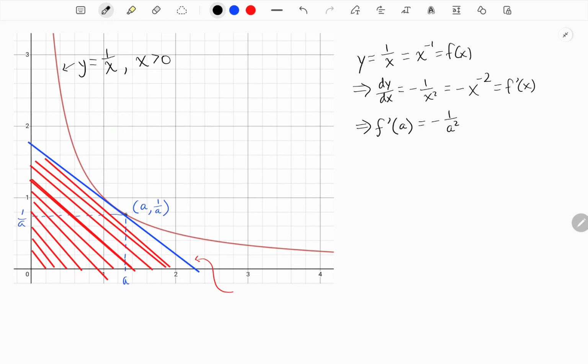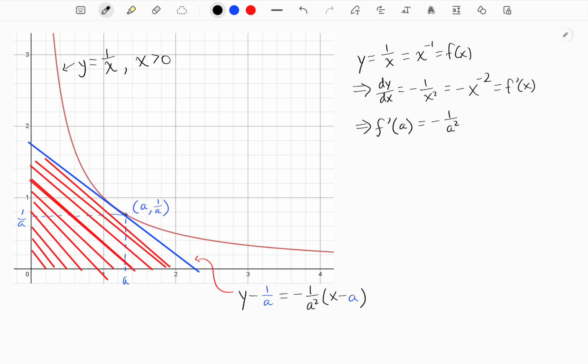So then if we want to find the equation of this tangent line, we can use the point-slope formula. y minus my y value, which is 1 over a, equals my slope, f prime of a, which is negative 1 over a squared, times x minus a. Okay, so this is the point-slope formula. I'm given the slope, negative 1 over a squared, and I'm given the point x and y: x is a, y is 1 over a.